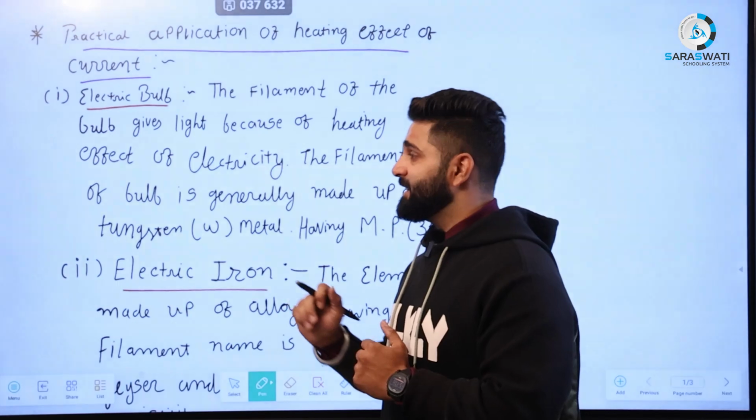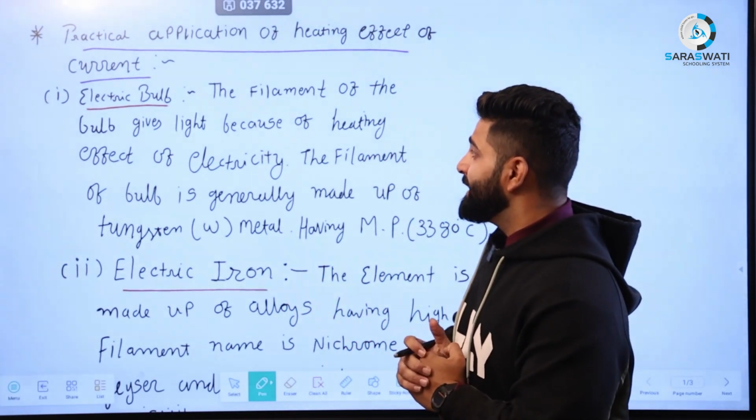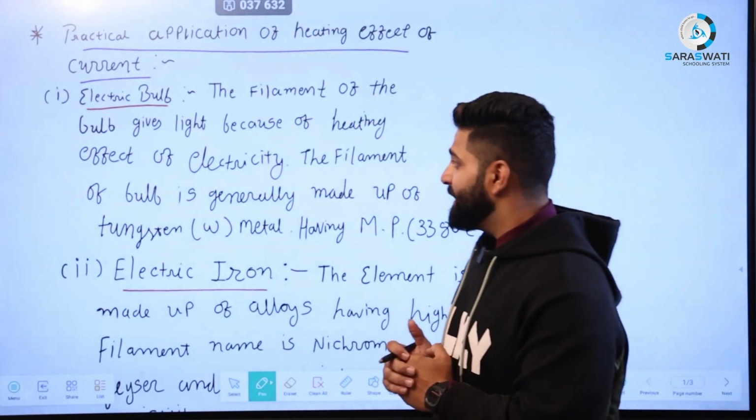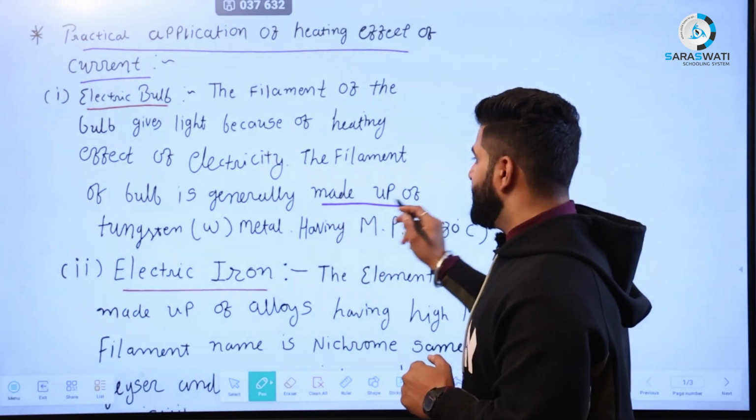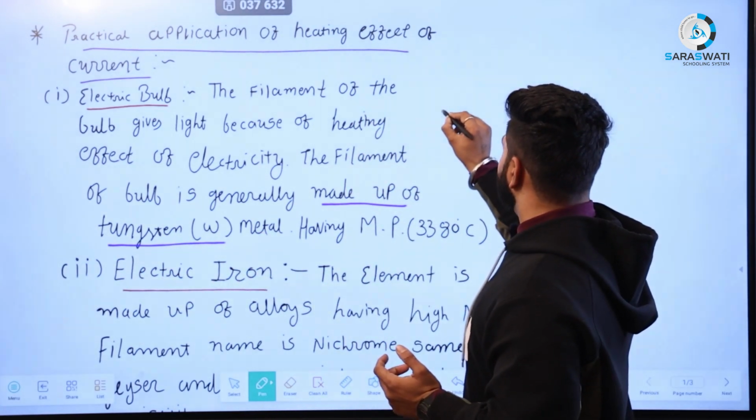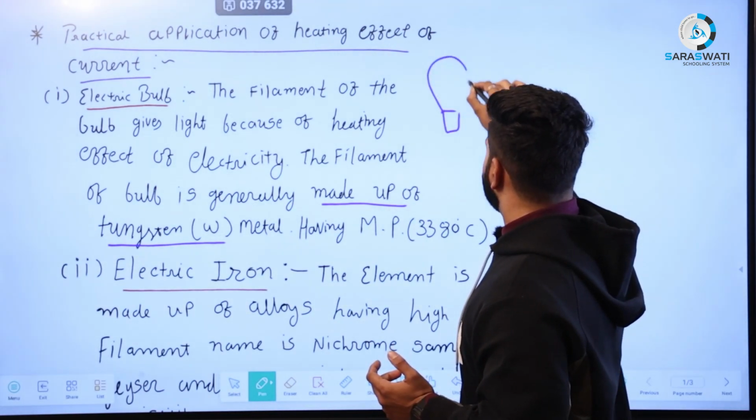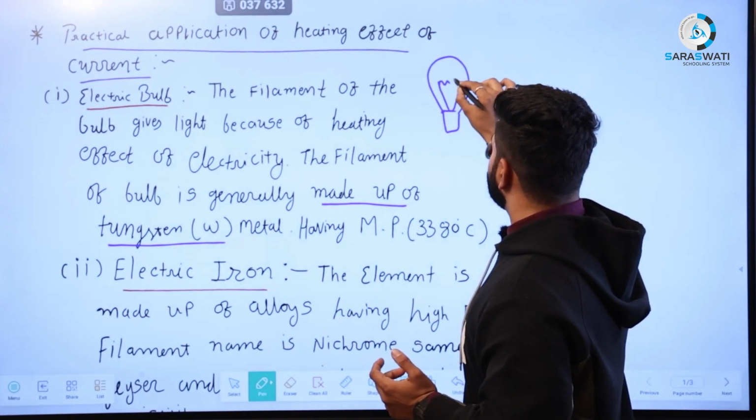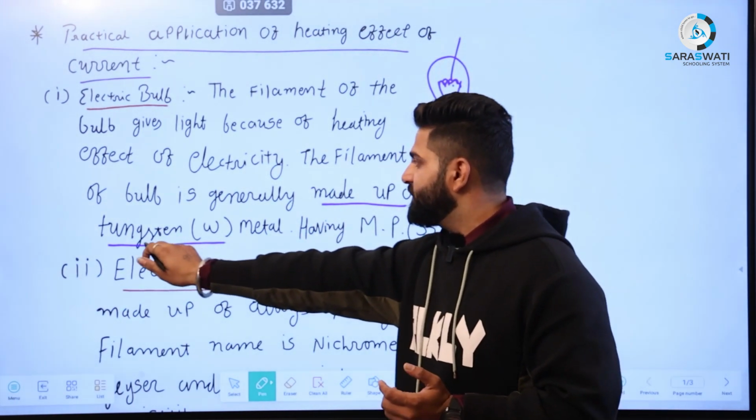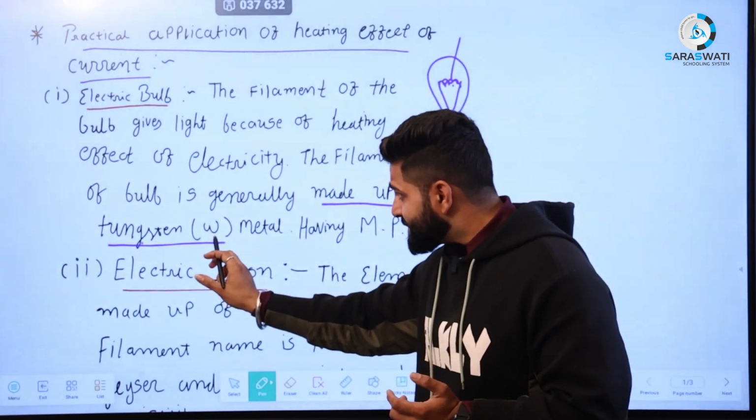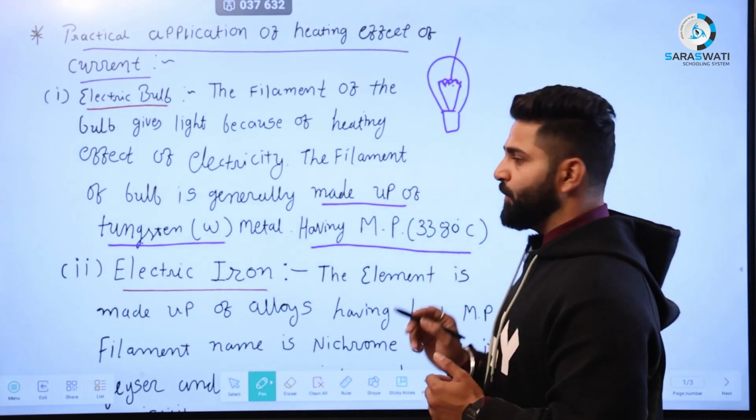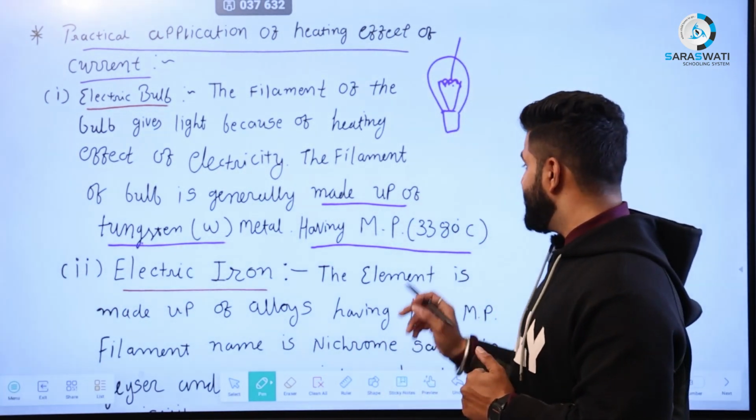So first is the electric bulb. The filament of the bulb gives light because of the heating effect of electricity. The filament of a bulb is generally made of tungsten. Have you seen that in a bulb there is a spring coil type of wire? This wire is made of tungsten, and the symbol of tungsten is W. It has a high melting point, which is 3380 degrees Celsius.